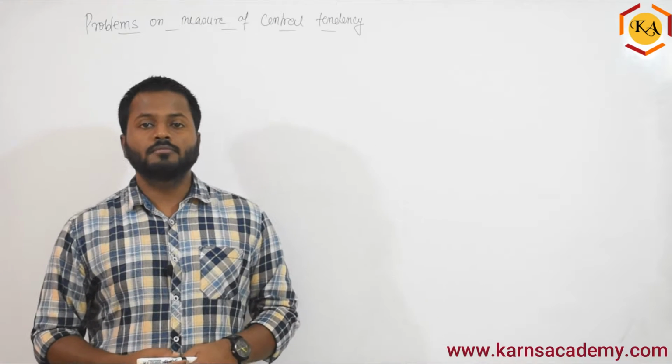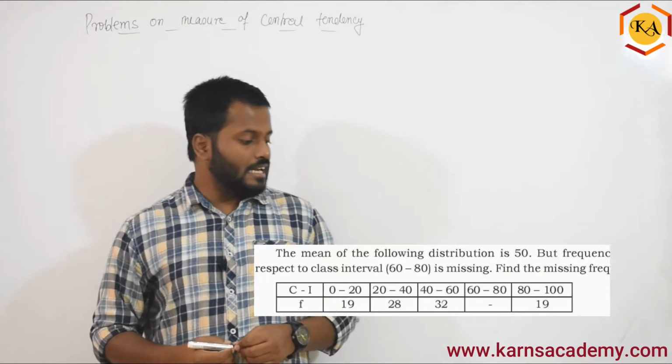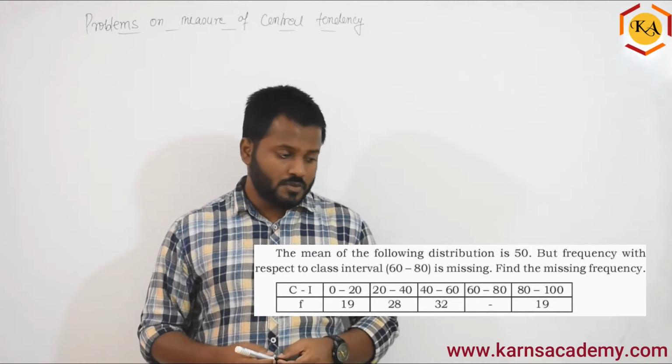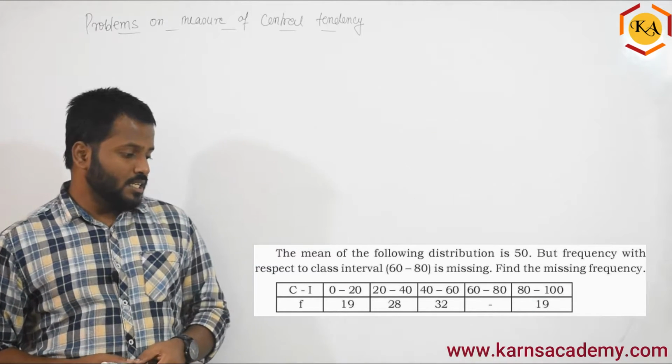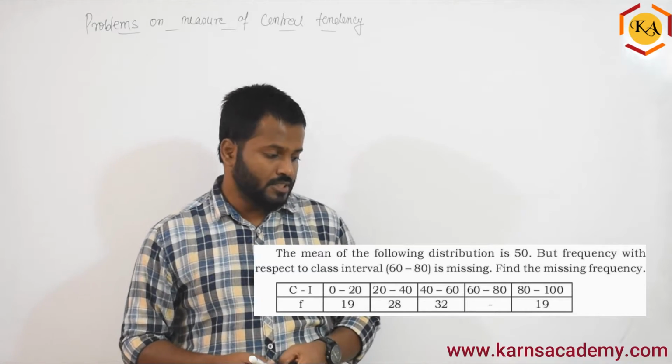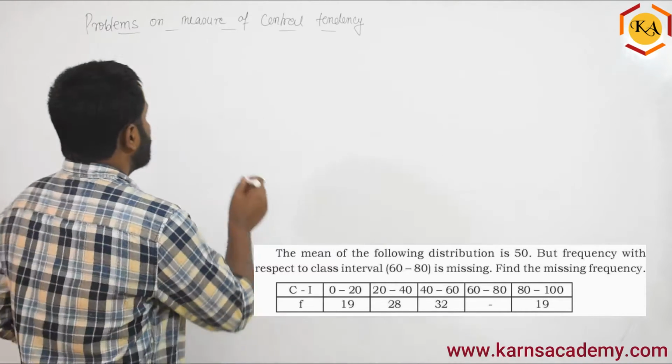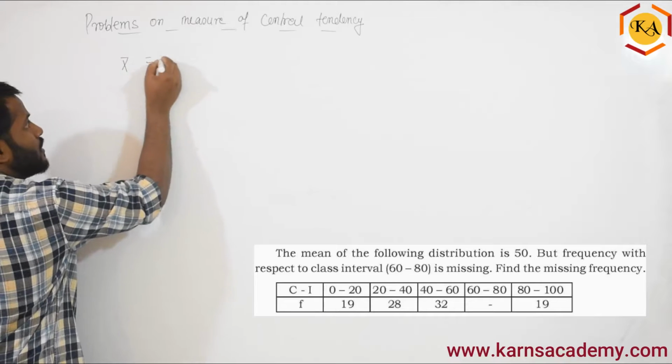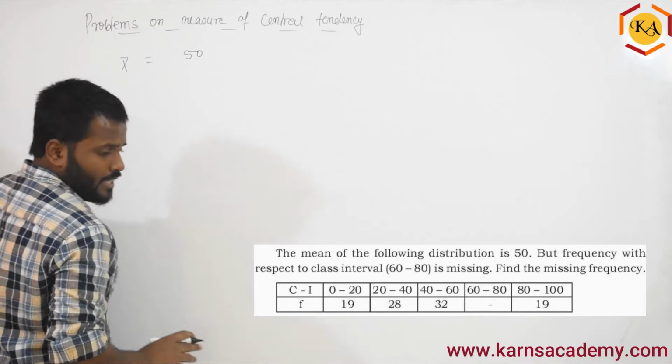Let's solve one problem which is displayed on your screen. It says that the mean of the following distribution is 50, but the frequency with respect to 60 and 80 is missing. Find the missing frequency. So basically they have already given the mean x bar, which is nothing but 50.